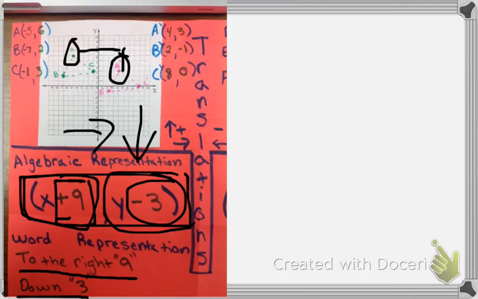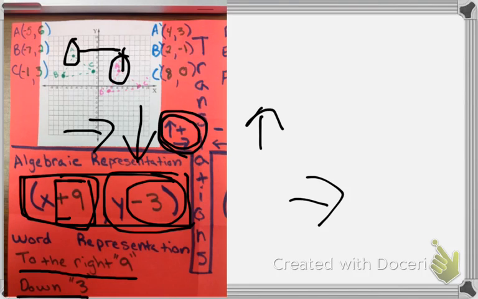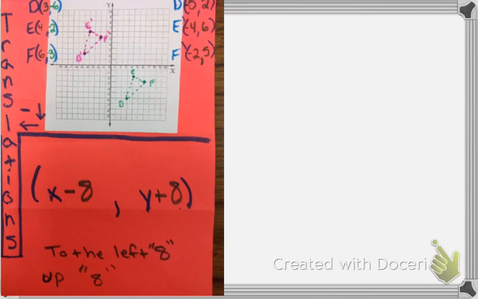Okay? And remember, if you need it, I put this nice little hint. If you go up or to the right in a translation, it is plus. And if you go down and to the left, it is minus. Okay? Okay, so let's look at the next one.